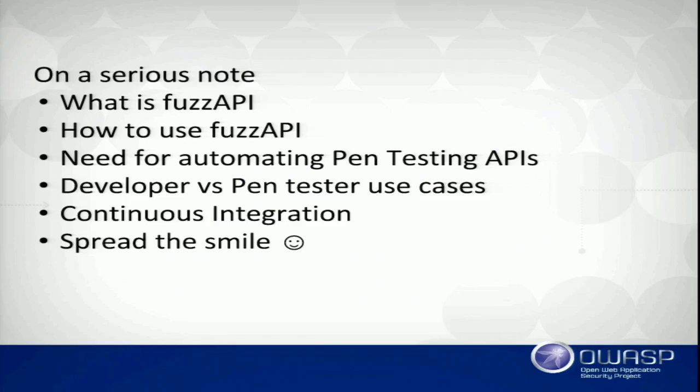Yeah, thank you. So on a serious note, we are going to talk about fuzzing REST APIs and why we came up with this idea of having a REST API fuzzer. And we would also talk about how this tool helps a developer or pen tester, because every open source automated tool in the market might help a developer in a different way, and a pen tester in a different way, but the end motive is always the same. And we're also going to talk about how you can do continuous integration using this tool in your agile security SDLCs here.